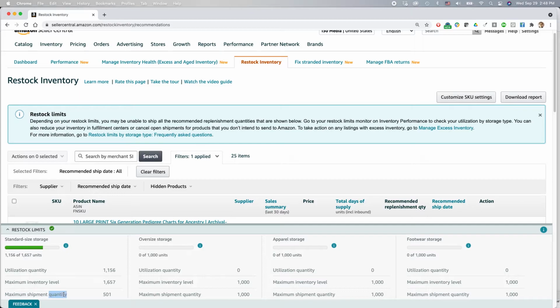The number that I always pay attention to is maximum shipment quantity. It's at the very bottom. It says I can send in 501 units. It also shows my utilization quantities and all that other stuff. Note that they break it up by different types of items: standard size items, oversize, apparel, and footwear. Of course, for my brand, I don't sell shoes or clothing or oversized items, so everything falls under here, and this is really limiting. This is actually a problem.